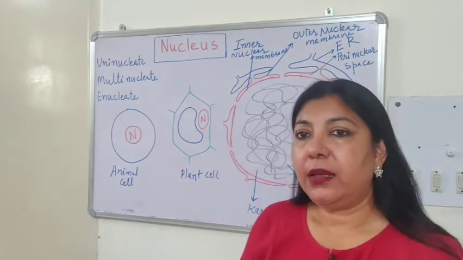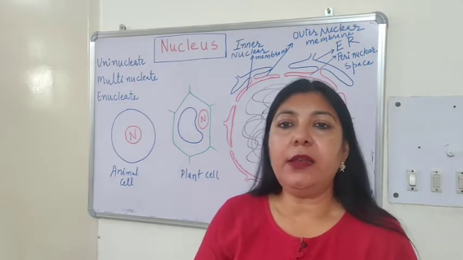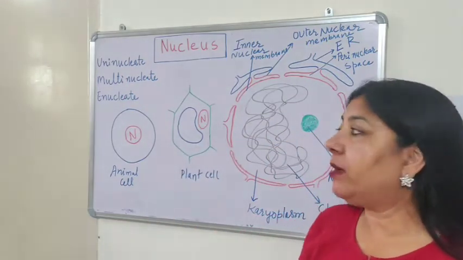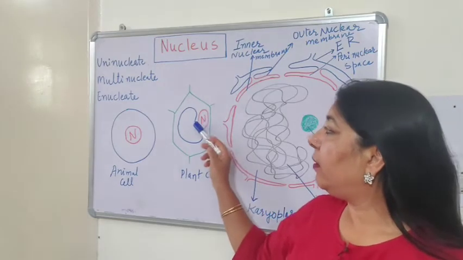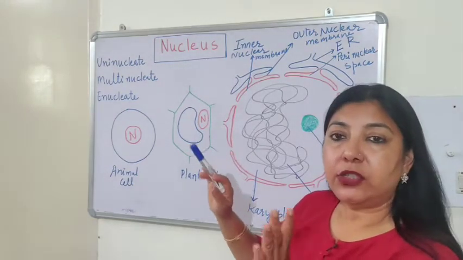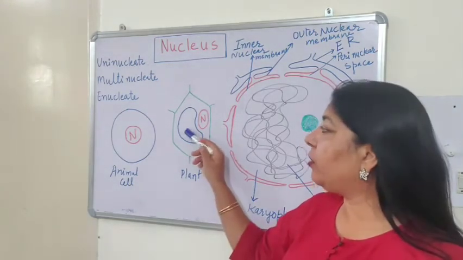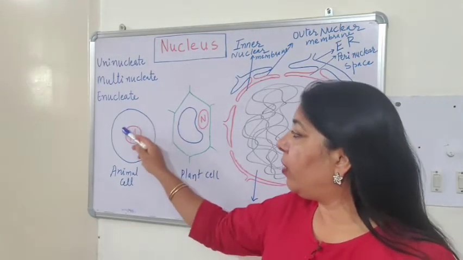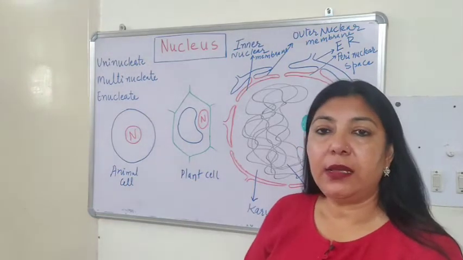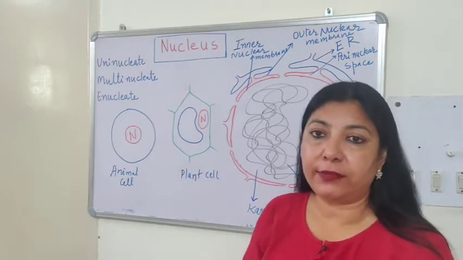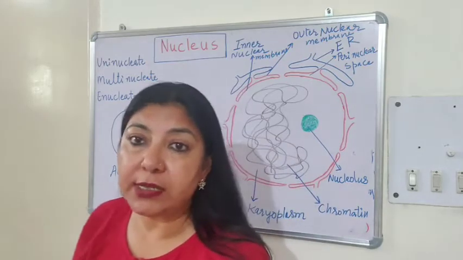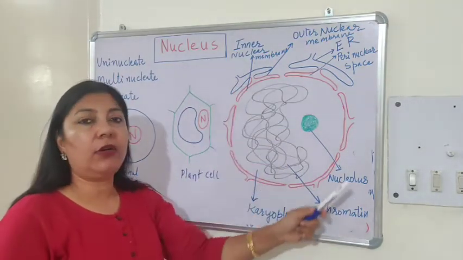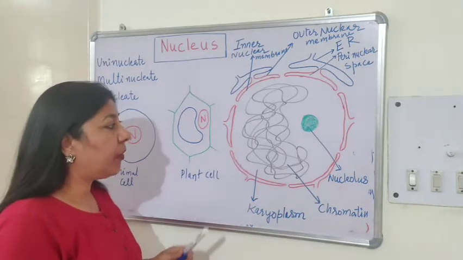Now let us study about a typical nucleus. If you see a plant cell and an animal cell, you can compare. In a plant cell, the nucleus is shifted to the periphery because of the presence of a large vacuole, whereas the nucleus in an animal cell is more central. Now this nucleus is a double membrane structure. Here you can see the structure of the nucleus in detail.